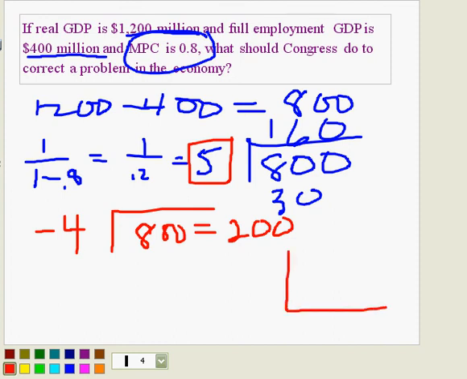So what we're actually seeing is we have inflation in the economy. We're going to see GDP decrease by 400 million. Hopefully this will help you when you're working in the middle of the night and you can't get me and you're frustrated, to understand how to solve this problem in the economy.